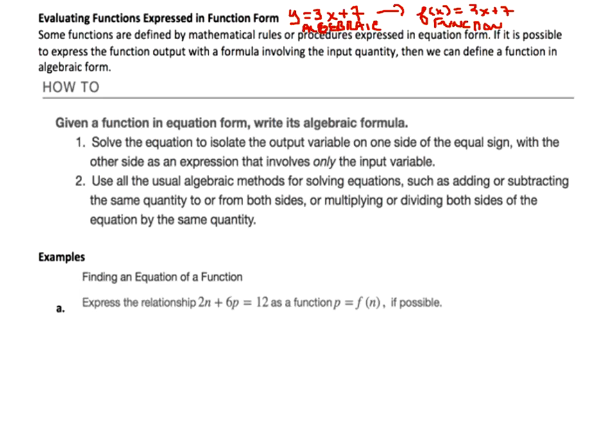So, finding an equation of a function. Express the relationship 2n plus 6p equals 12 as a function p equals f of n if possible. So, which variable am I supposed to be isolating? Yes, the p. So, let's do that.